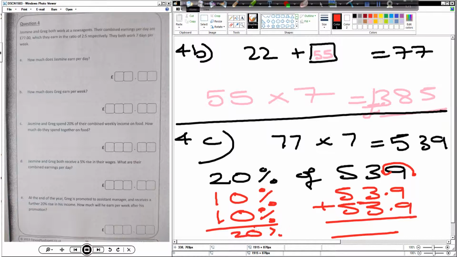53.9 add 53.9 will give you 107 and 80 pence is the total. So for question 4C, the answer is £107 and 80 pence. This is the answer. We shall highlight over here. £107 and 80 pence. Okay, lovely.